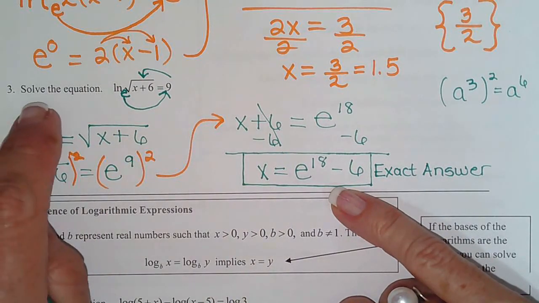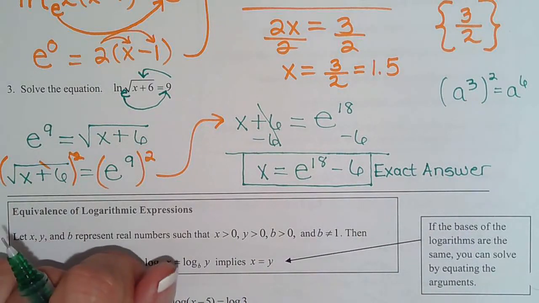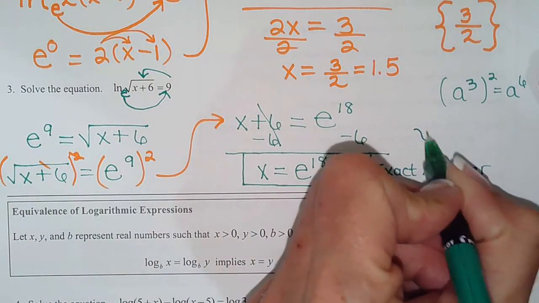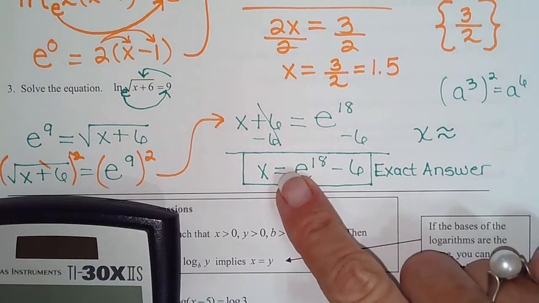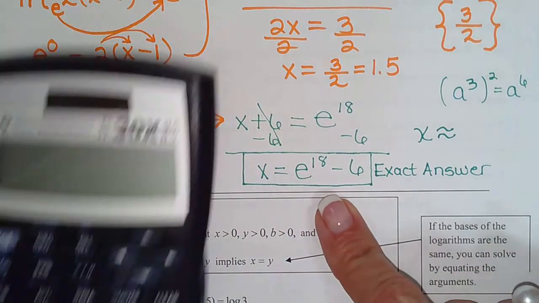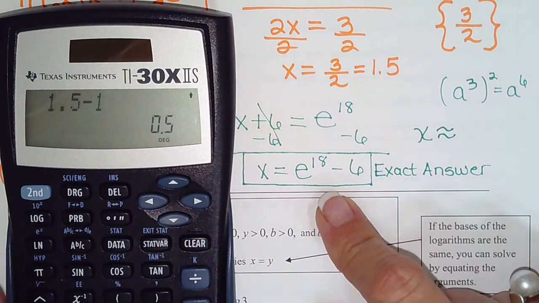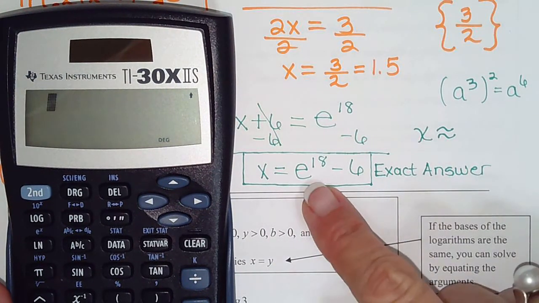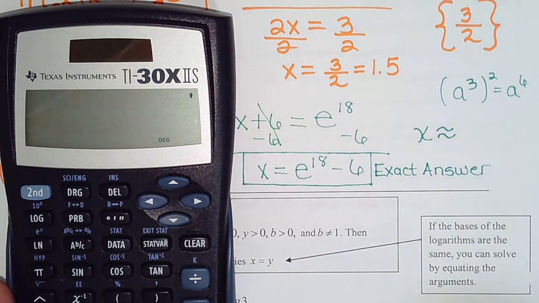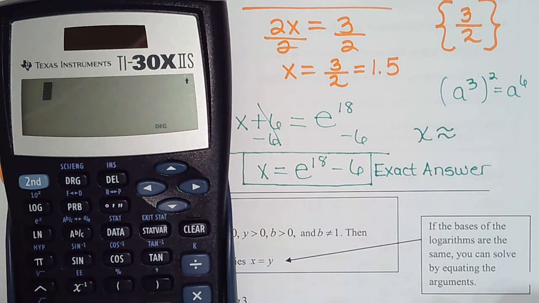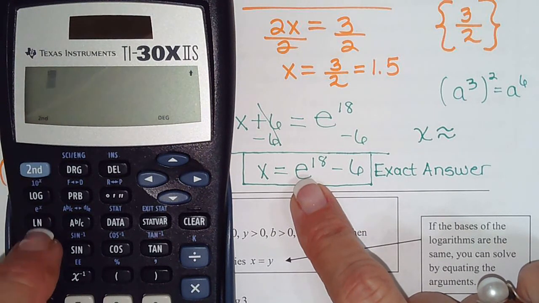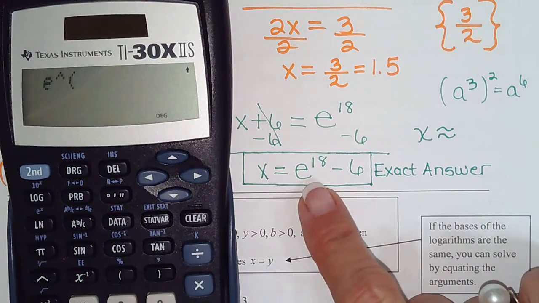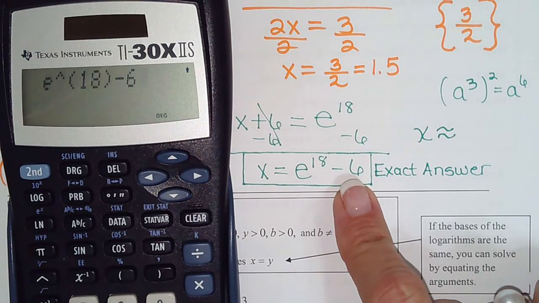But if they say round your answers to 2 decimal places, then you would type it in your calculator. I'm not going to box this one because it didn't say that. The directions just said solve, so this is the answer they want. But on Alex and on the test, sometimes they'll ask for both. Sometimes they'll just want the exact, sometimes they'll just want the estimated. So you should be able to do it in both forms. You just evaluate on your calculator. Remember, second ln is e. Type in 18, close your exponent, and do minus 6.